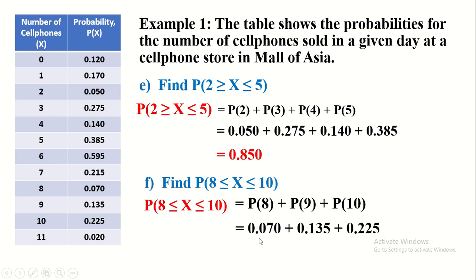Probability of 8 is equal to 0.070. Probability of 9, that is 0.135. Probability of 10, that is 0.225. After substituting those probabilities, kindly add. So pag inad natin, the probability of 8 that is less than or equal to x that is less than or equal to 10 is equal to 0.430.